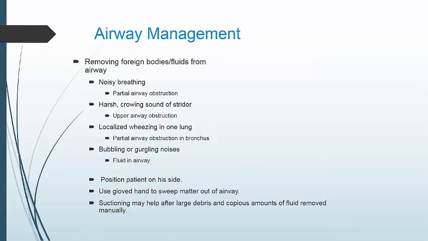Position the patient on their side and let gravity help you out here. If they've got a lot of big chunks or a lot of debris in the airway, you may want to use a gloved hand to sweep the matter out of the airway quickly if it's large amounts of stuff in there. If there is cervical spine injury suspected, use manual stabilization while positioning the patient. All right. And then after you've done this, suctioning will help clear any remaining residual stuff in the airway.